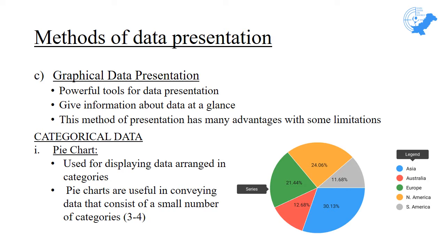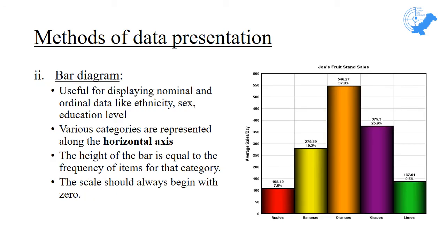So for categorical data, the first type is known as the pie chart. It is used for displaying data arranged in categories. Pie charts are useful in conveying data that consist of a small number of categories, usually 3 to 4. And here is an example of a pie chart.